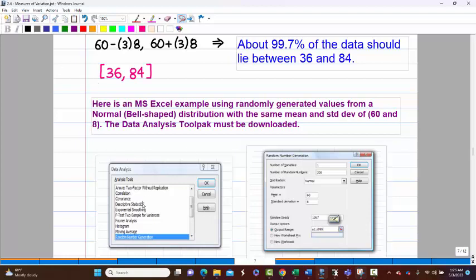So what I did is I went to the data analysis tool pack, which needs to be added to be able to do this. That's also the one I was telling you about before for descriptive statistics. If you ever want to use it, you have to add in that tool pack. I used the random number generator, and I took 200 numbers.